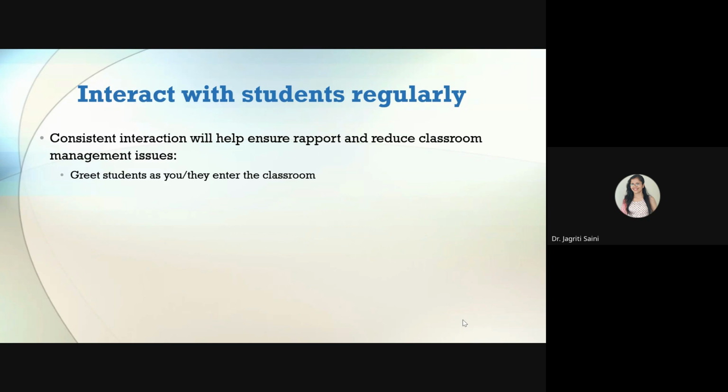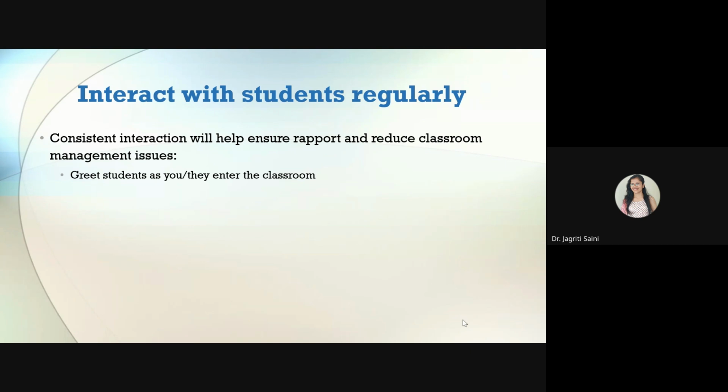You might have seen several teachers in your life who just enter their classroom, open up their PPT and just start teaching. And students feel disconnected in such scenarios. We can follow a slightly different way.